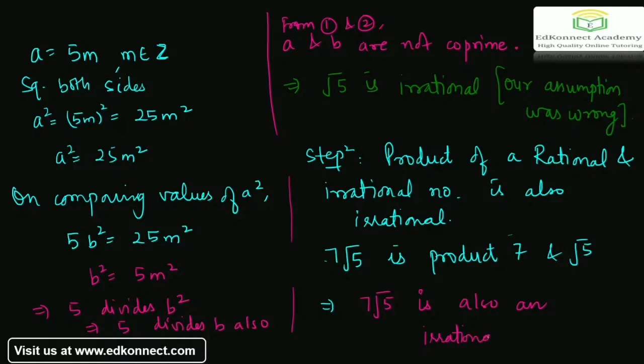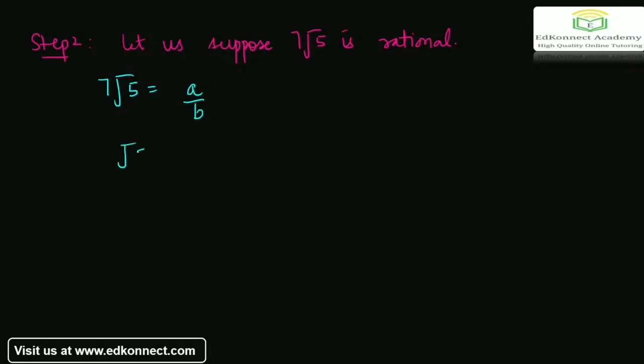We can also prove this by the previous method, that is by the contradiction method. So let us see that. So step 2, by contradiction method. Let us suppose 7 root 5 is rational. Now if it is rational, I can write 7 root 5 in the form a by b. From here root 5 can be equal to a upon 7b.